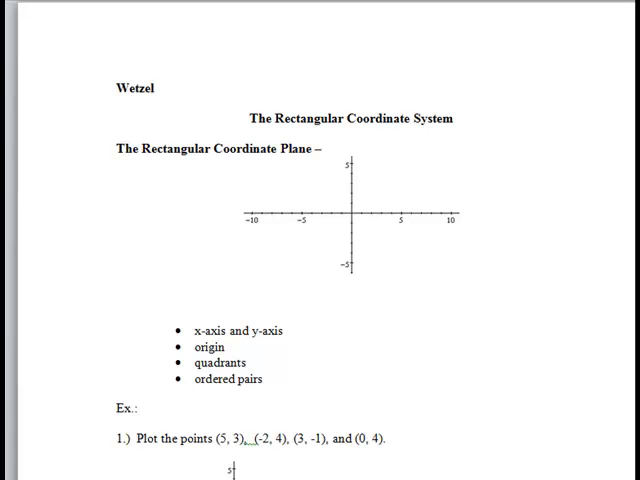The rectangular coordinate plane. The rectangular coordinate plane is made up of two number lines, the x-axis and the y-axis. The x-axis is the horizontal number line. It's basically the same number line you've been using since you began adding and subtracting. As you go out to the left, the numbers get infinitely small. As you go out to the right, infinitely large.